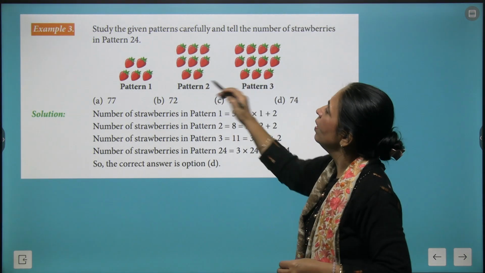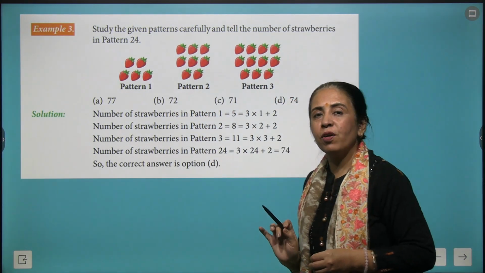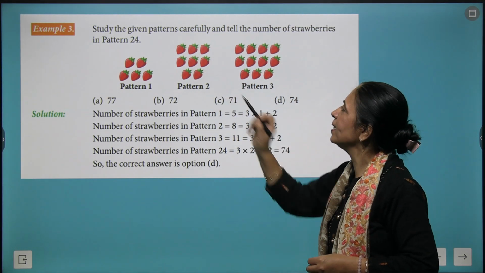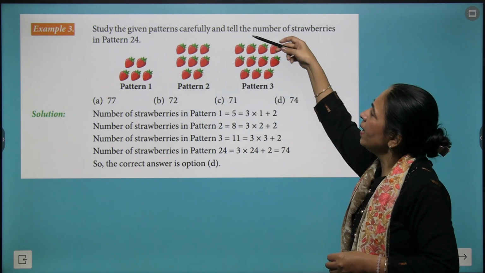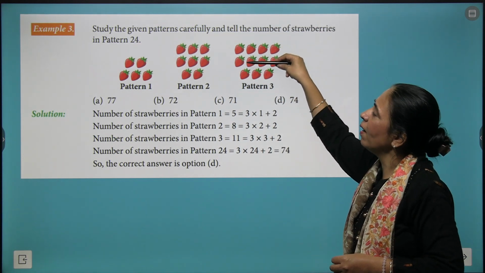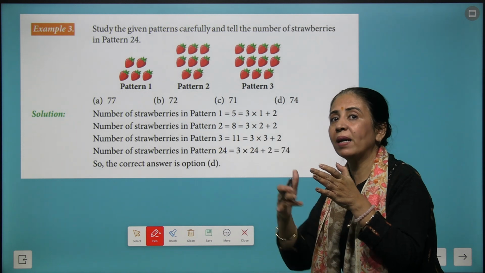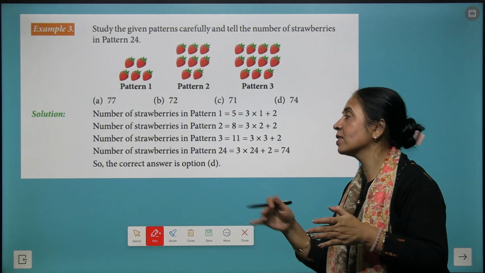Here we have 5 strawberries in the first pattern, then it changes to 8 strawberries in the second pattern, and in the third pattern we have 11 strawberries. Now let's first understand how this pattern is created. So we found a symmetry.